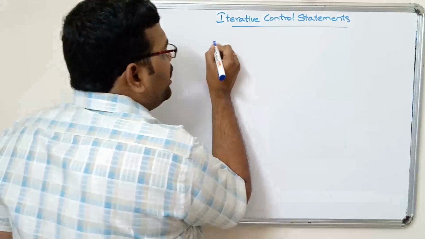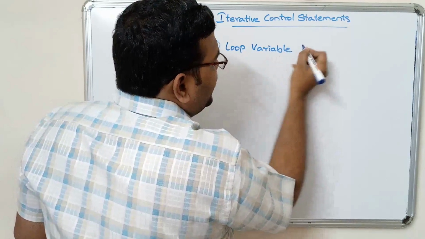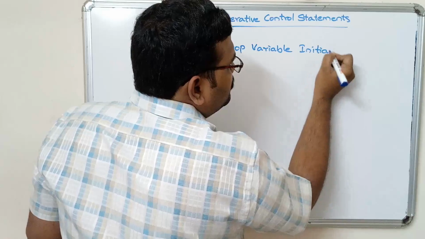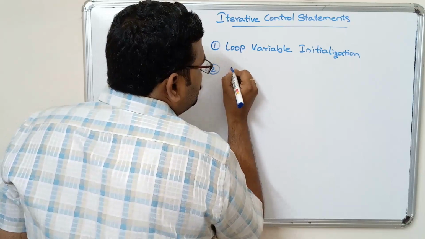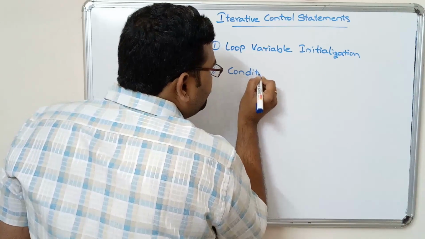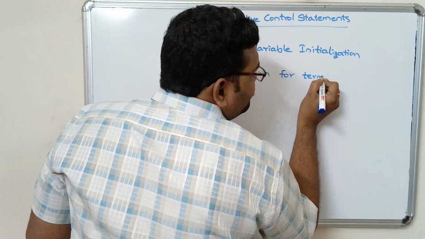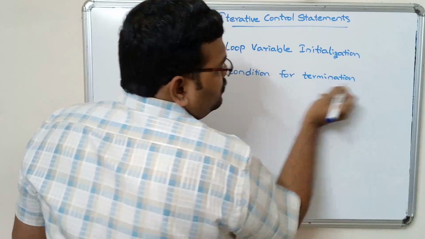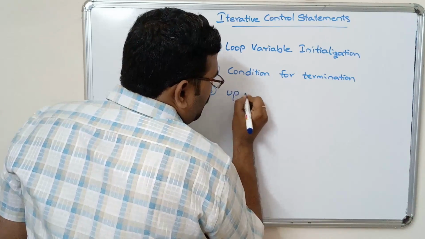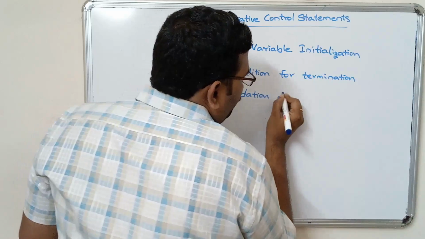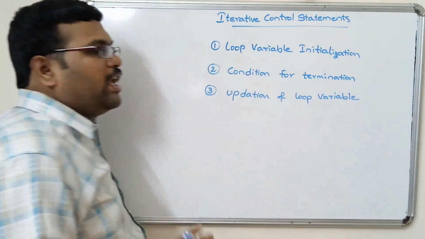Before going to that, we have to take care of three things. One is loop variable initialization, second one is the condition for termination, third one is updation of loop variable. So we have to take care of these three things.